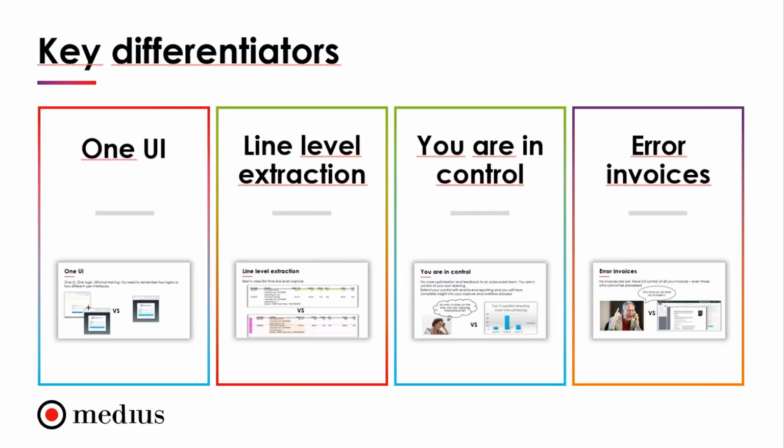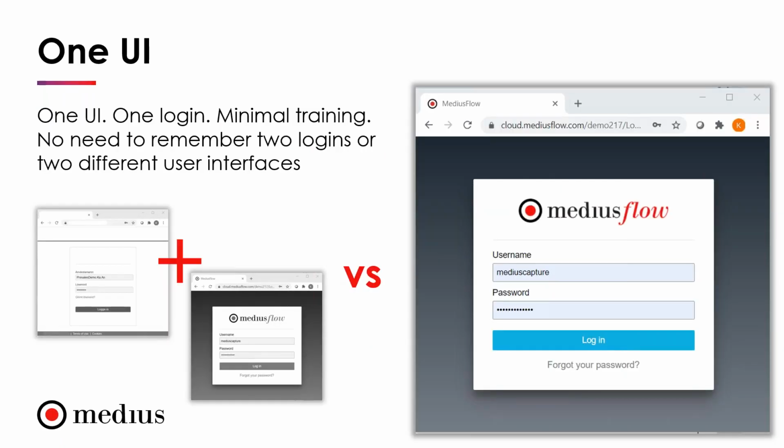So what are the key differentiators? When using Medius Flow Capture, you will have the following key differentiators. You have one user interface. You have line level extraction, so you're in control, and you have messages when it comes, for example, to error invoices. When we look at one user interface, you will have one UI, one login, and a minimum of training. There's no need anymore to remember two logins or to work with two different user interfaces.